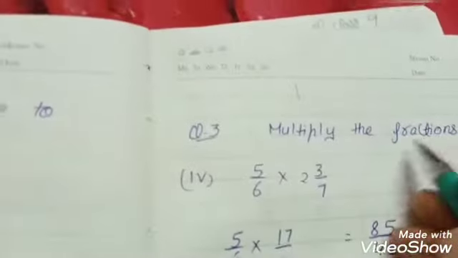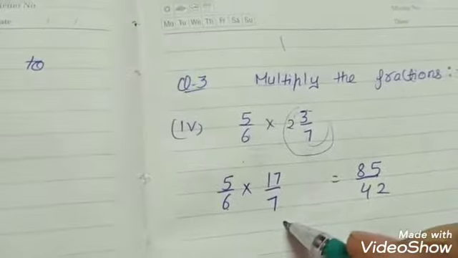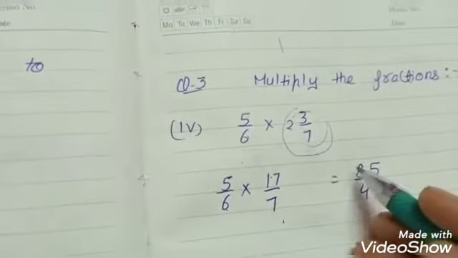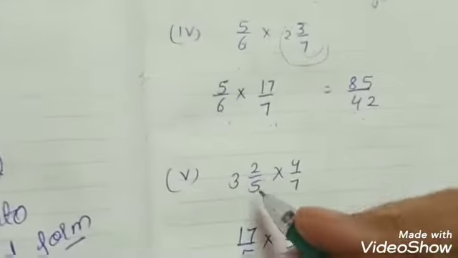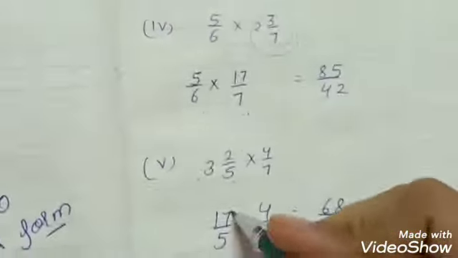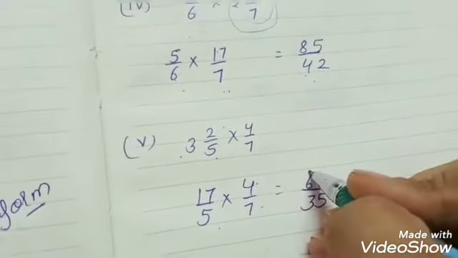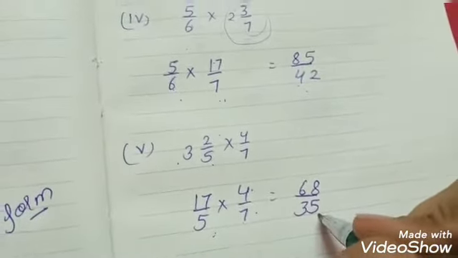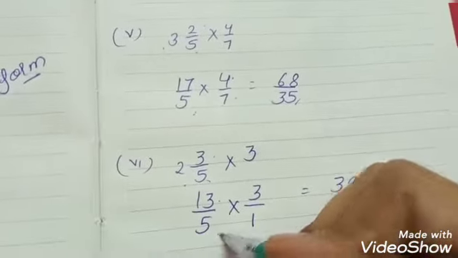Yes. Next our question is multiply the fractions, in which 5 by 6 and this first mixed fraction you will solve normally. Right. 17 5s are 85 and 6 7s are 42. Okay. And this 5 3s are 15 plus 2, 17 upon 5, and this 4 by 7 you will normally multiply. 5 7s are 35. 5 2s are 10 plus 3, 13 upon 5 into 3.